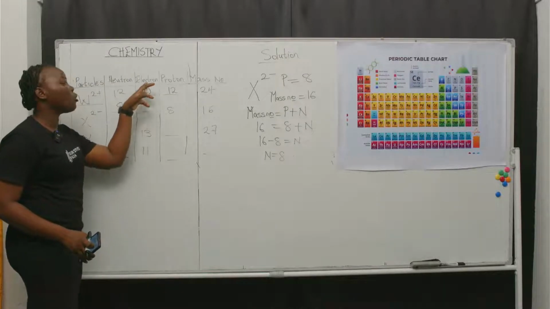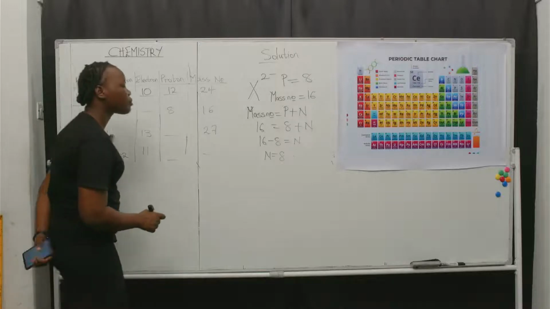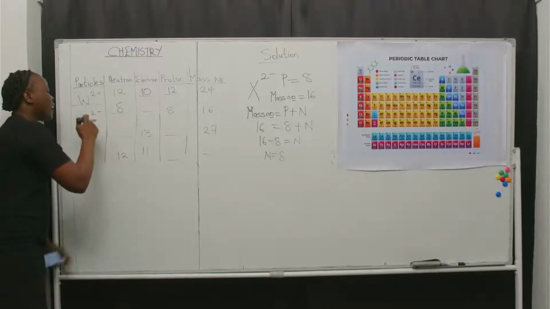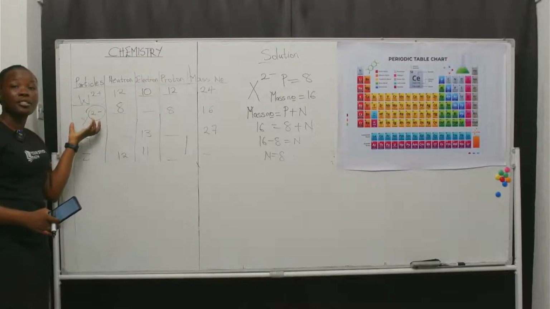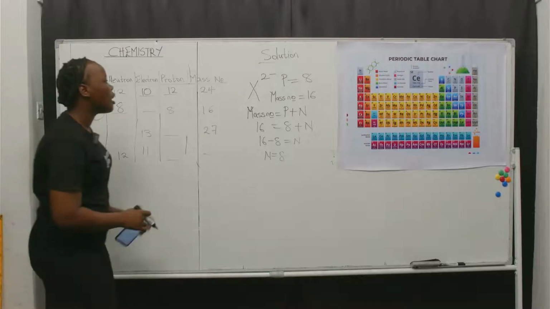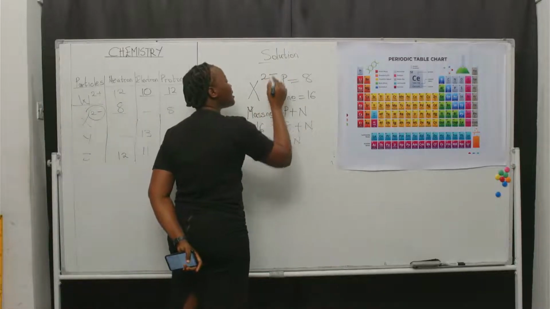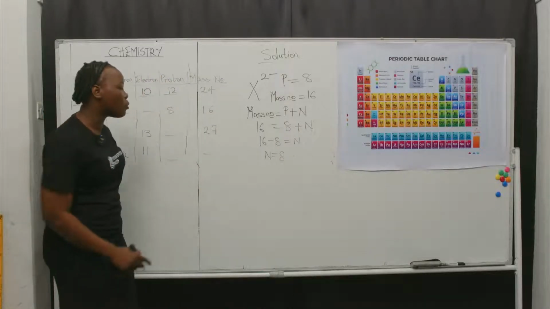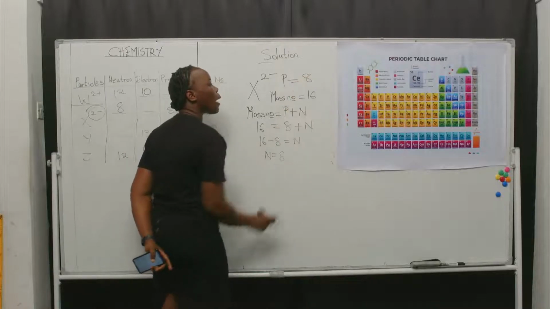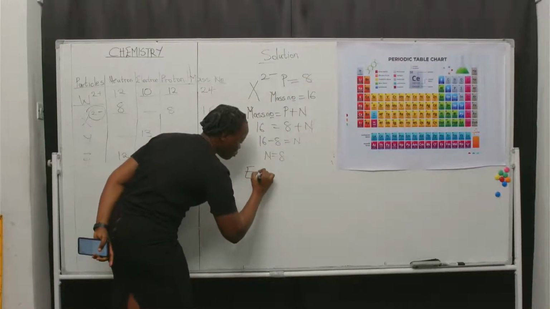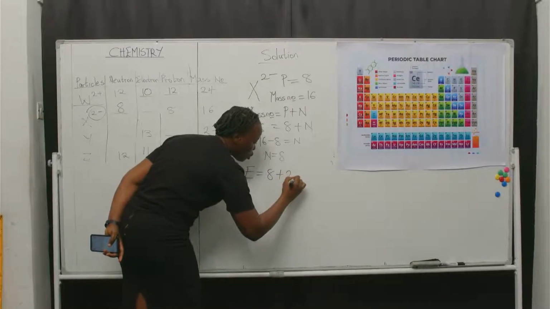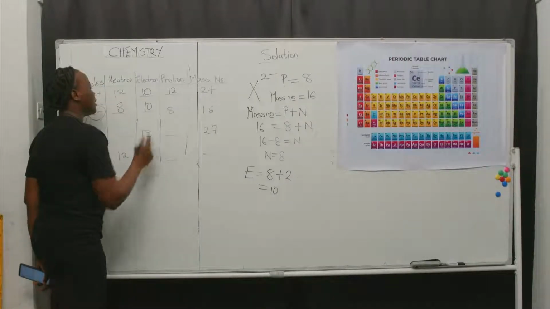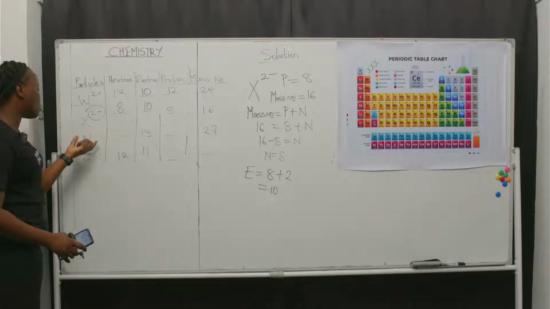Then let's move to the number of electrons. The number of electrons would have been 8 if this didn't carry this charge. But since it carries the charge, we have to respect that charge. And the negative sign shows that it is an anion. It has attracted 2 electrons to itself. So it will be proton number plus 2. So electrons would be 8 plus 2, and that is 10. So this is 10. Let's move to the third one.